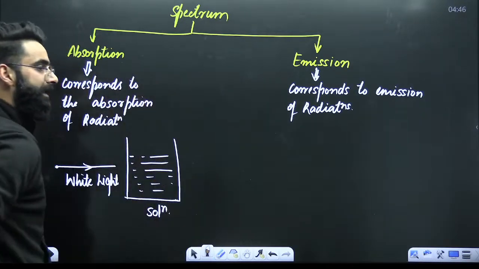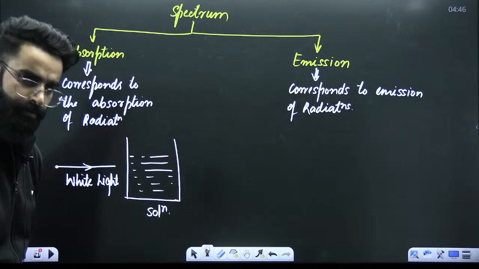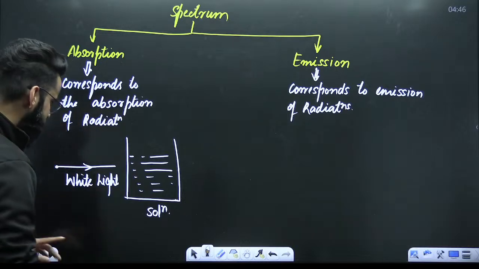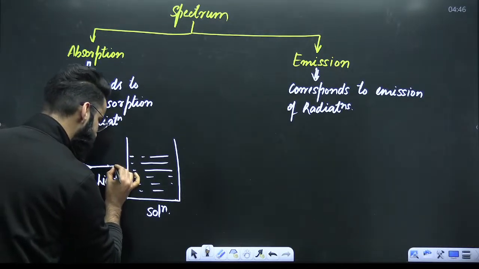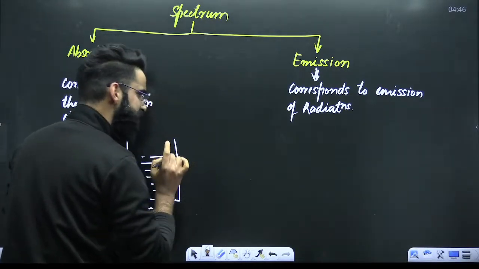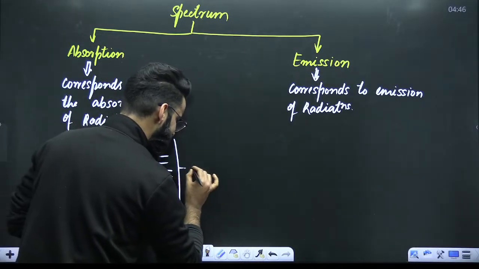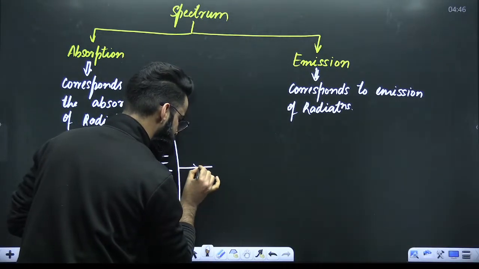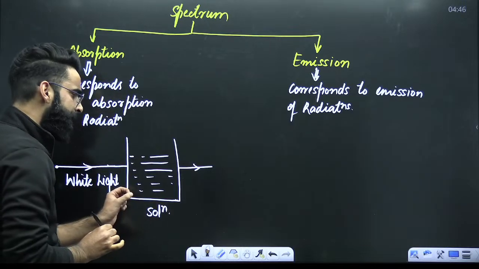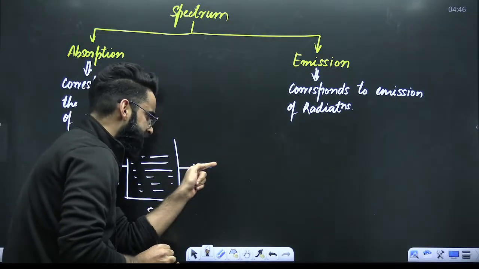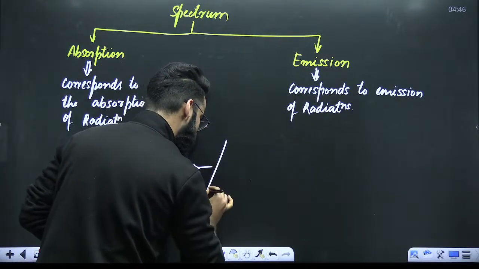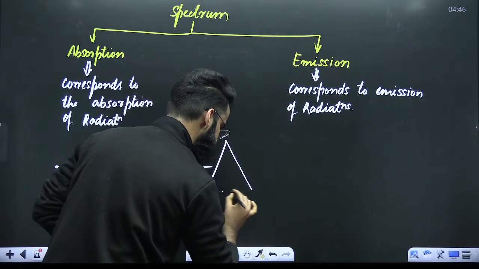Imagine that it contains a solution over here. Perfect. Now, my dear students, what exactly is going to happen when this white light is going to pass through the solution? After that, the white light which is coming out of the solution, I'm going to make it fall on the prism.